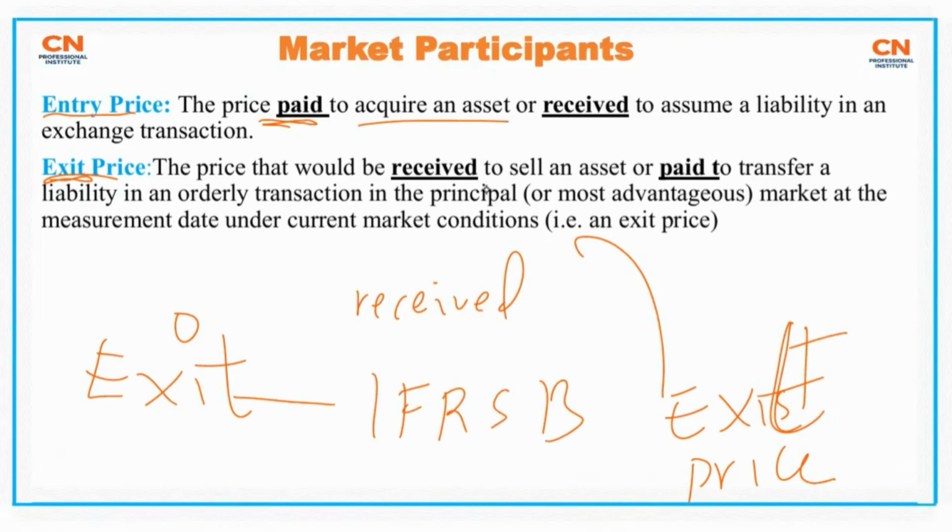Because if you look at the definition, it says it's the price that will be received to sell the asset or paid to transfer a liability. So it's perfectly an exit price. So don't forget that. We use exit prices. You can see a question where you have a mixture of exit and entry prices. You have to know which one we use to determine the fair value. We use the exit price.